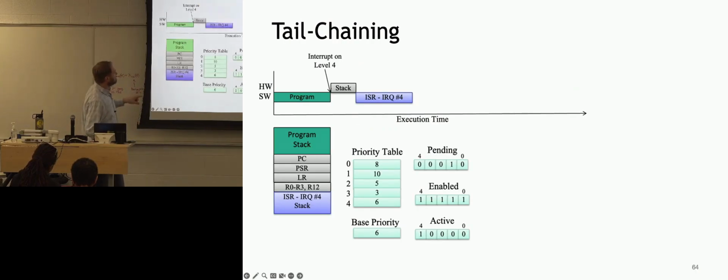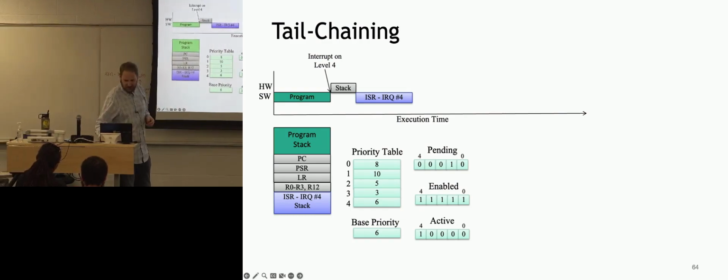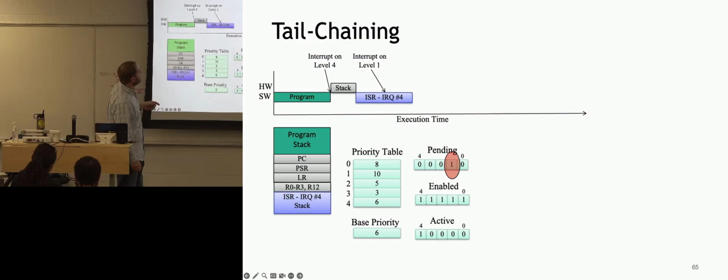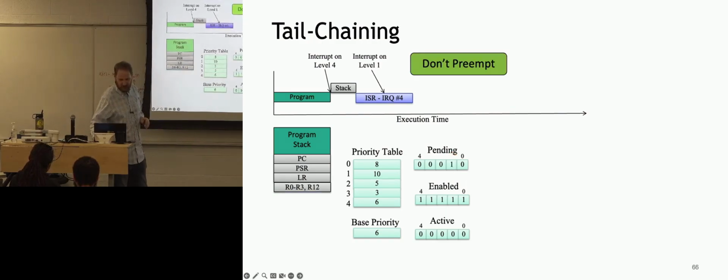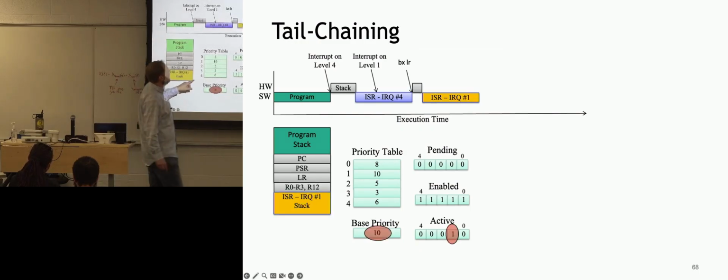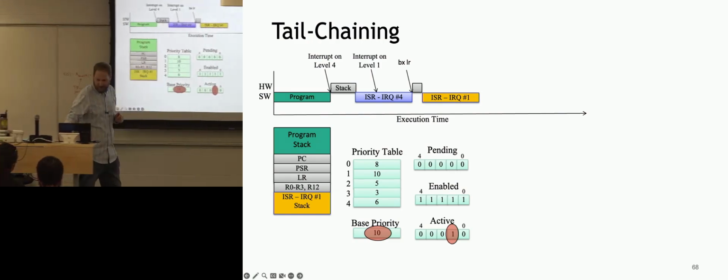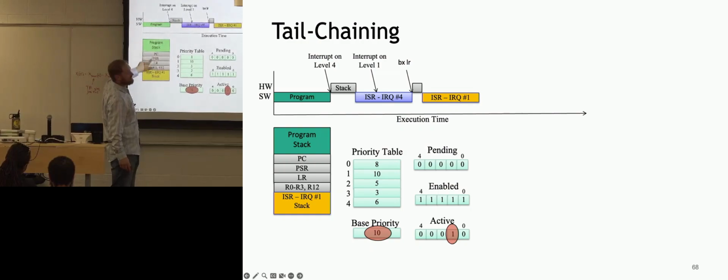So here we go. We're in IRQ 4, and then a new interrupt's going to come. What interrupt is it going to be? It's going to be IRQ 1, which has a lower priority. So we're not going to preempt, and we're not going to unstack. Now the reason is, if I unstacked, I'd go all the way back to main, and I'd waste a bunch of time in the action of unstacking because there's a bunch of memory writes. We have to take reads and writes.